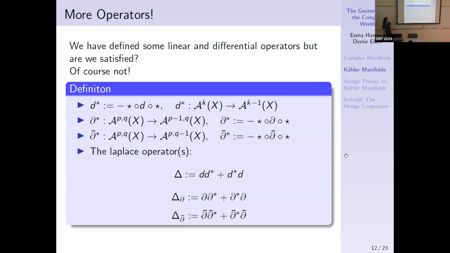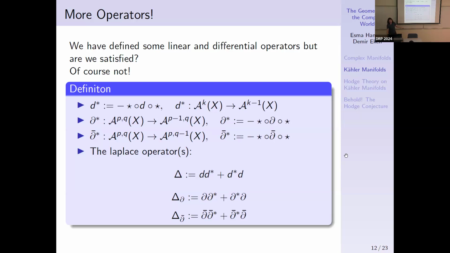Now, we have defined a bunch of operators, but of course they're not enough apparently. You have the adjoint operators. This time, this star operator takes k-forms to k minus 1 forms. The d operator took k-forms to k plus 1 forms, and they are defined as this. So we defined also the Laplacians in here.